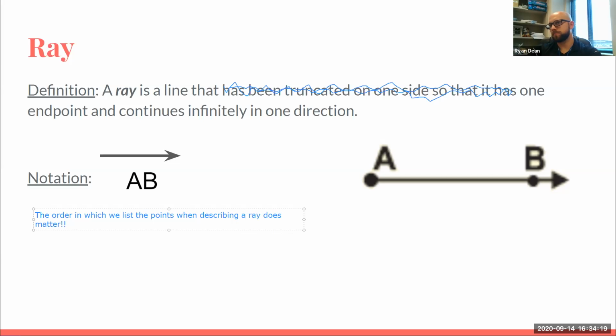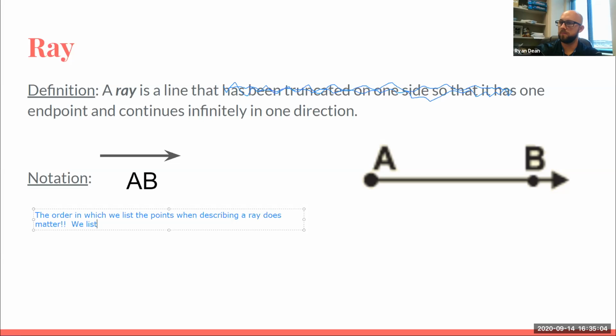So why does it matter? Okay, if I list out A, B, it's kind of like reading a book. I read from left to right. So that tells me that I'm going to start here. This is my starting point, the left side. I'm going to start here at A, and then I'm going to B. So that's the way that the ray is going. The ray starts here at A, and it extends to B, and it goes through it as well. And that's why we see this line over here. So the order in which the points are listed does matter when describing a ray.